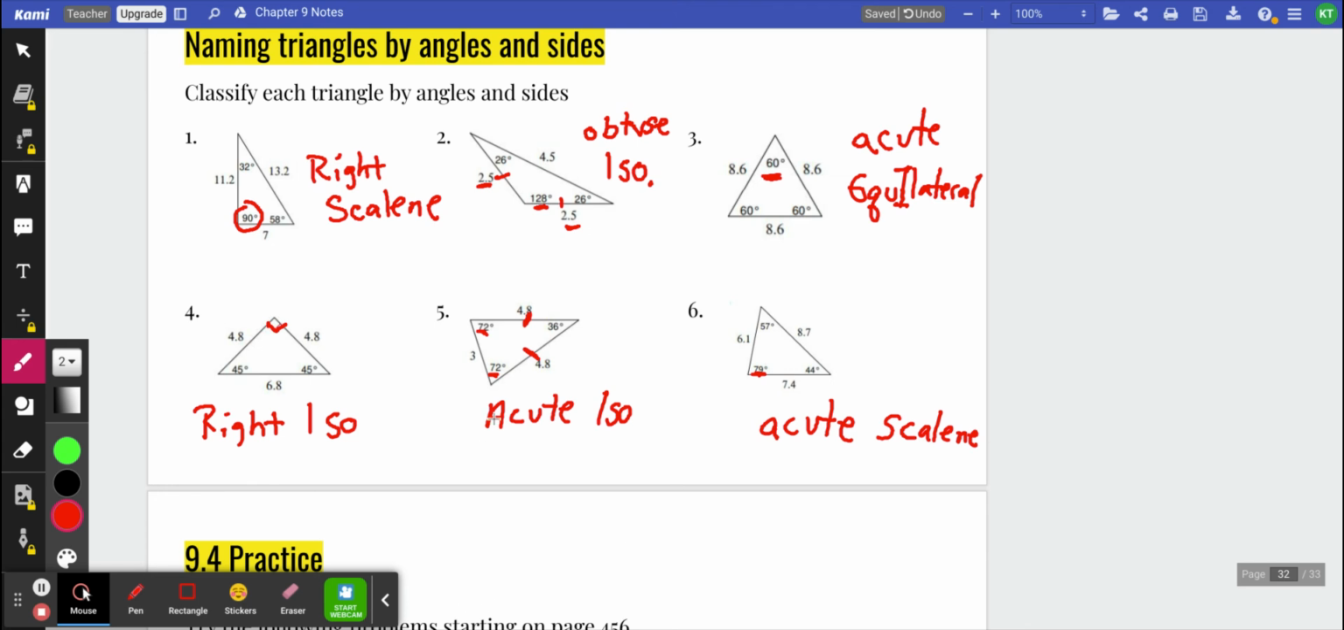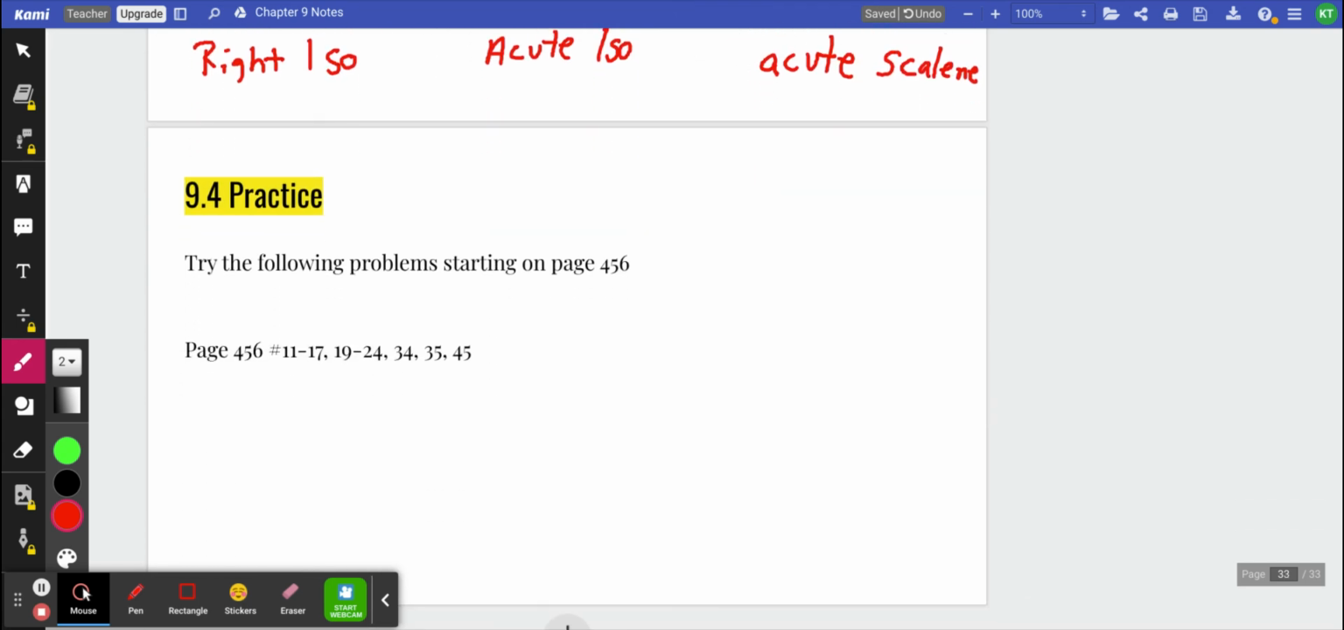All right, so I'm going to have you practice the following problems starting on page 456. If you have questions, please stop down and see me.